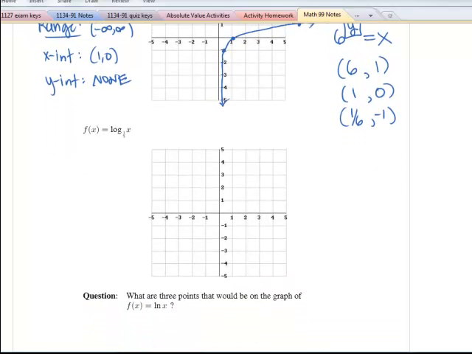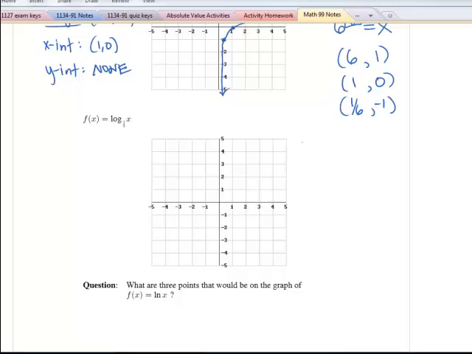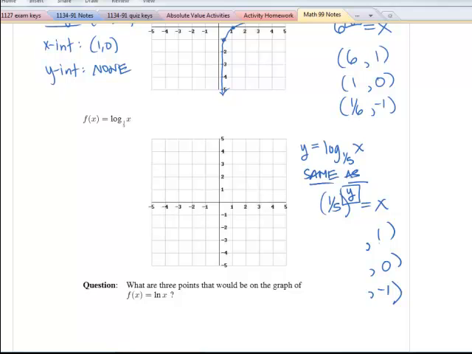Then f of x equals log base 1/5 of x would be the same as y equals log base 1/5 of x, which I would express exponentially. This is not the inverse, it's the same thing expressed the other way. 1/5 to the y equals x. And again, focus on the exponent, which is the y. So put all these 1s and 0s and -1s in the y column. So we'd have 1, 0, -1 as our chosen exponents.